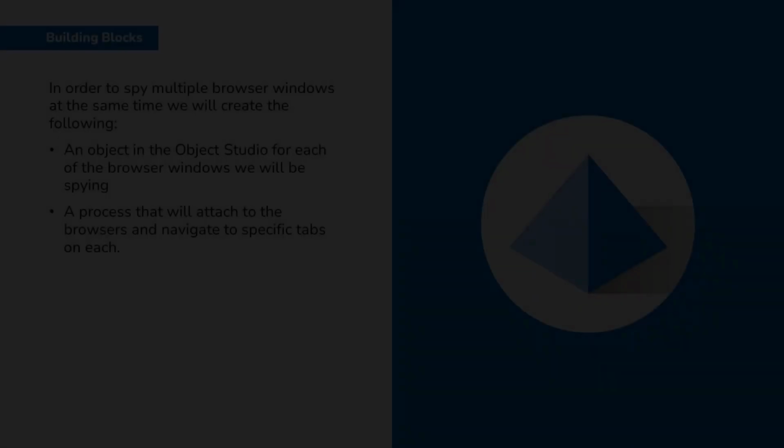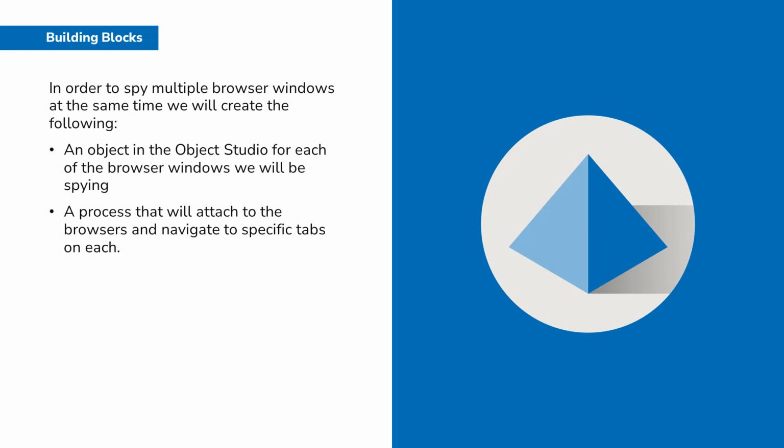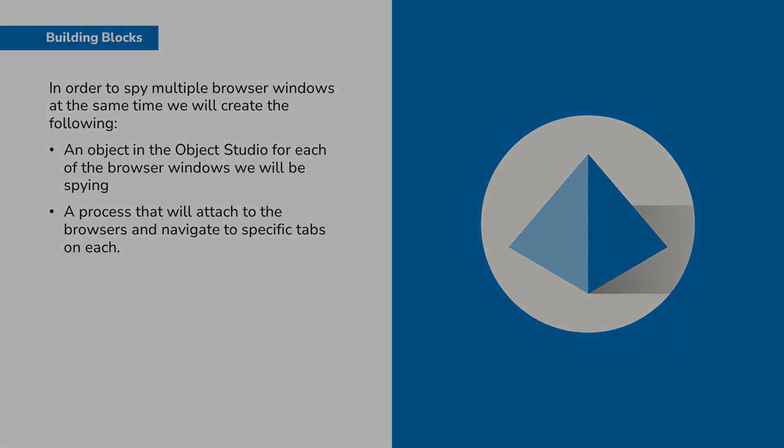In order to spy multiple browser windows at the same time, we will create the following: an object in the Object Studio for each of the browser windows we will be spying, and a process in the Process Studio that will attach to the browsers and navigate to specific tabs on each.